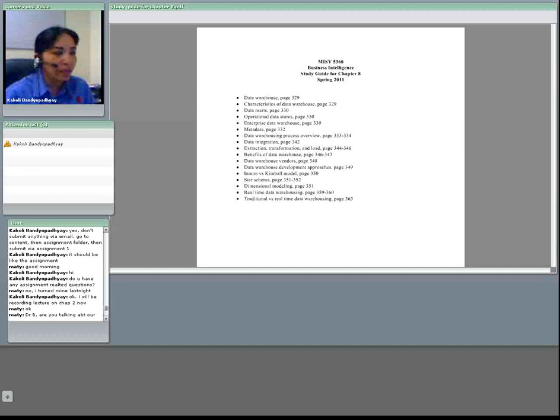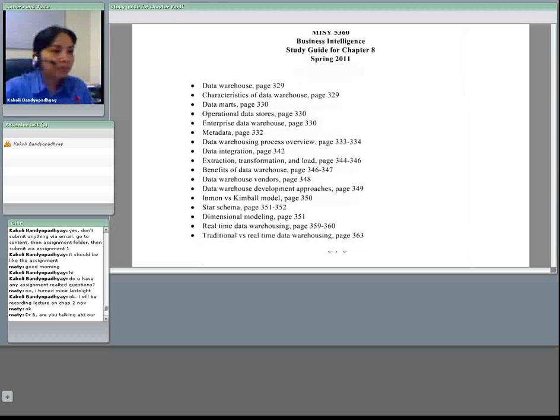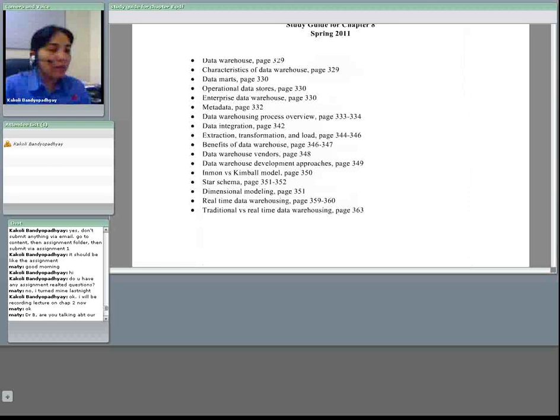It is very important for all of us to understand how the entire data warehousing process works. We will also talk about data integration, extraction, transformation, and loading. We will talk about the different benefits of data warehouse. We will talk about the data warehousing vendors. We will talk about data warehousing development approaches, including Inman and Kimball model. Then today we will talk about real-time versus traditional data warehousing.